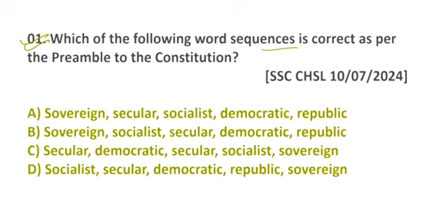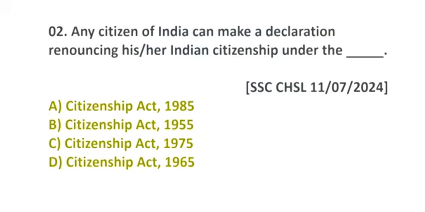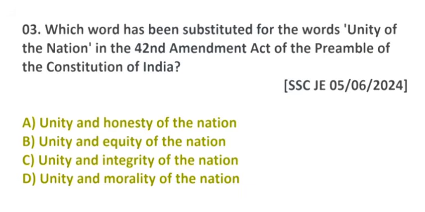Which of the following word sequences is correct as per the preamble to the Constitution? Option number B, sovereign, socialist, secular, democratic, republic. Question number 2. Any citizen of India can make a declaration renouncing his/her Indian citizenship under the dash. Option number B, Citizenship Act 1955.